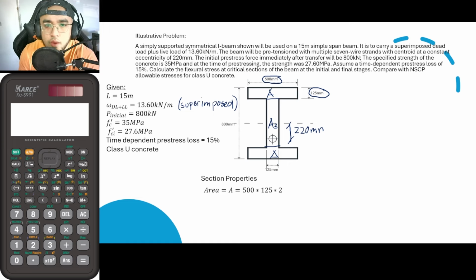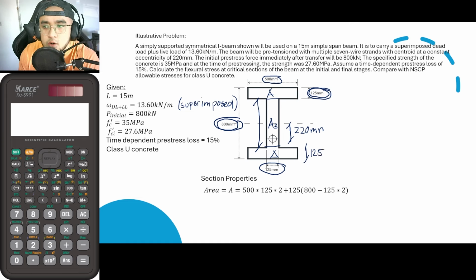So for the area of the web, its thickness is equal to 125 times the height of the web. But take note that the height of the web is not 800. 800 is the total depth. So from that, I would be subtracting from the total depth, 800, the thickness of the flanges, which is also 125. So that is 800 minus 125 times 2. Okay, so this is now the area.